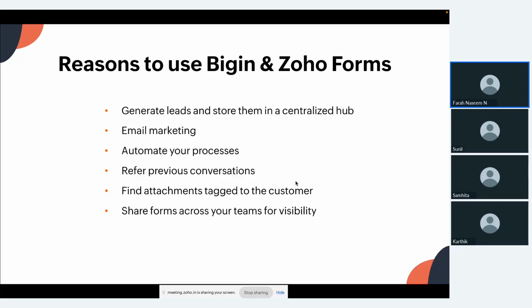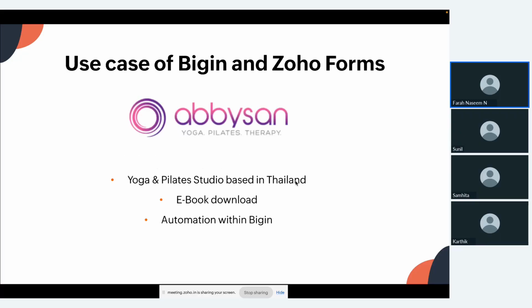Since I handle the customer marketing part of Bigin, I'd like to talk about a use case of how a customer uses the Bigin and Zoho Forms integration. Abisan is a Thailand-based company and they have multiple yoga and Pilates studios. They have embedded a Zoho Form integrated with Bigin on their website. They have another form which is on their Instagram account.